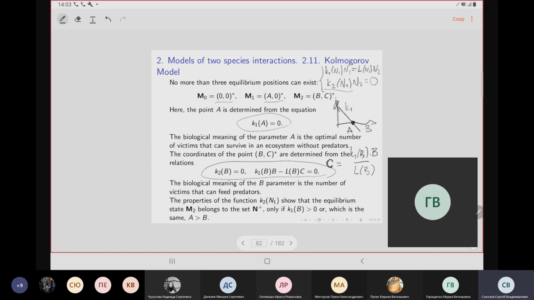And we'll see it from a mathematical point of view. And if our B is less than A, that means that the number of victims needed for survival of our predator population is smaller than the capacity for our victims, and it's okay. We expect that both of our species can coexist.